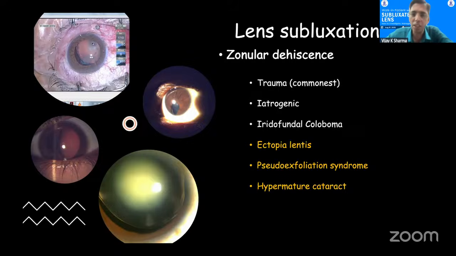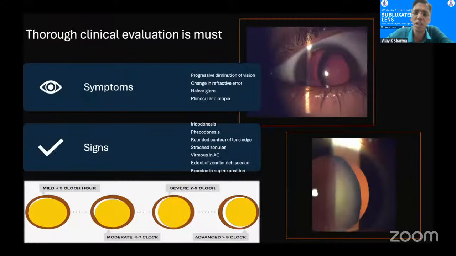So your approach in cases of non-progressive versus progressive type of subluxation has to be different, and the progression has to be accounted for before you plan whatever type of management is planned for that patient. Now, a thorough clinical evaluation, as has been highlighted by Mishra sir in the starting, that you have to do a thorough pre-op workup. Symptoms, usually these patients with lens subluxation, they present with progressive diminution of vision.